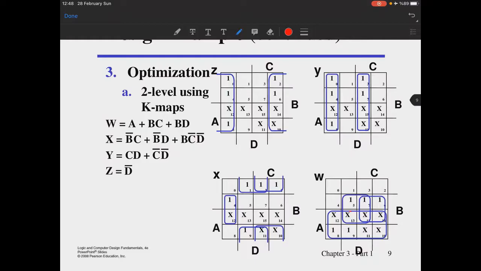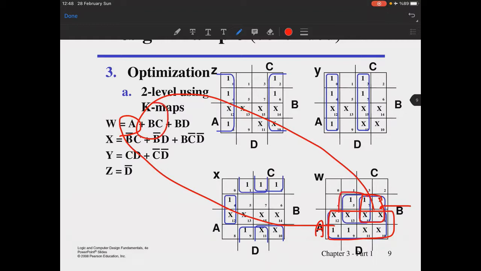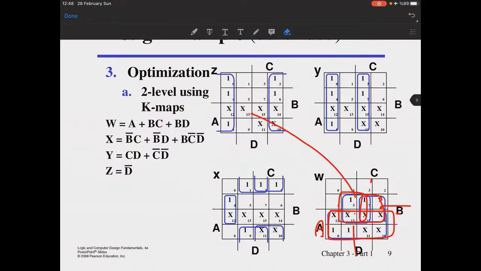Okay, the largest possible one is this one, which is basically A. And the next one is this one. It is obvious that it is BC. And the next one is this one, which is DC. Oops, no, BD. Okay, this one. So W is all right.